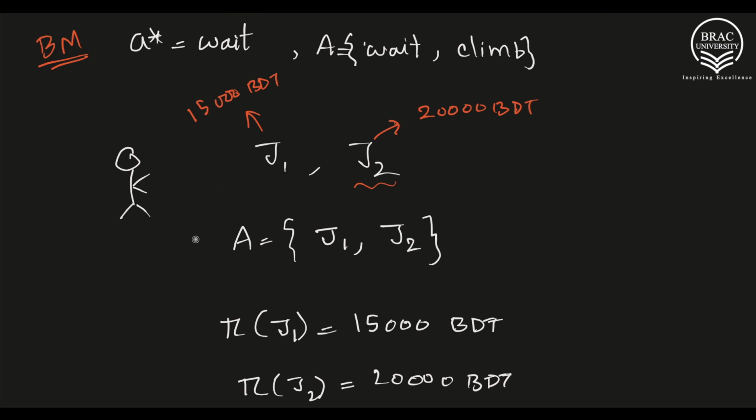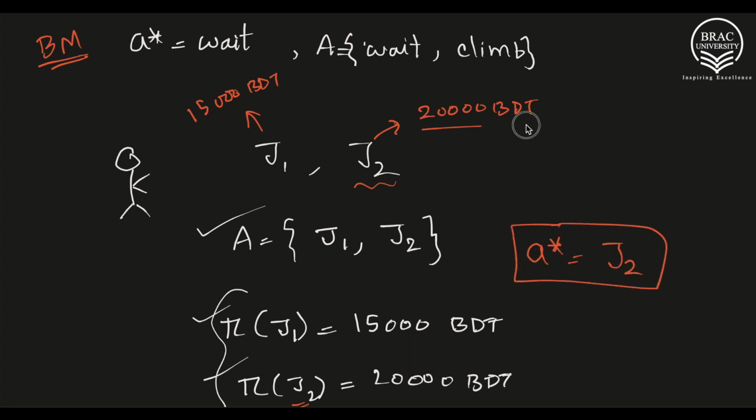So this is the set of all actions, and this is your payoff function. In this case, what would be the optimal action? It would be J2. The optimal action in this case is to accept the offer of J2, because your payoff, which is defined as the monthly salary, is maximized in the case of J2.